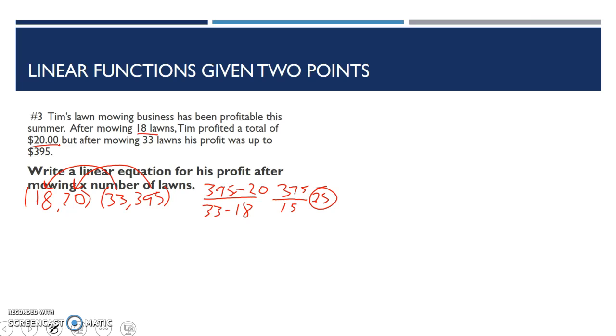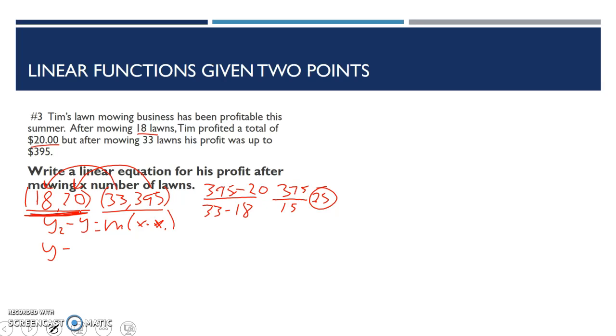There are different ways of doing this, but the way most teachers teach it here at Homestead is to use the point slope formula. That's the formula that looks like this: y minus y1 equals the slope times x minus x1. In other words, I'm going to have y minus the y value. I'm going to use this point. It doesn't matter, I could use either point.